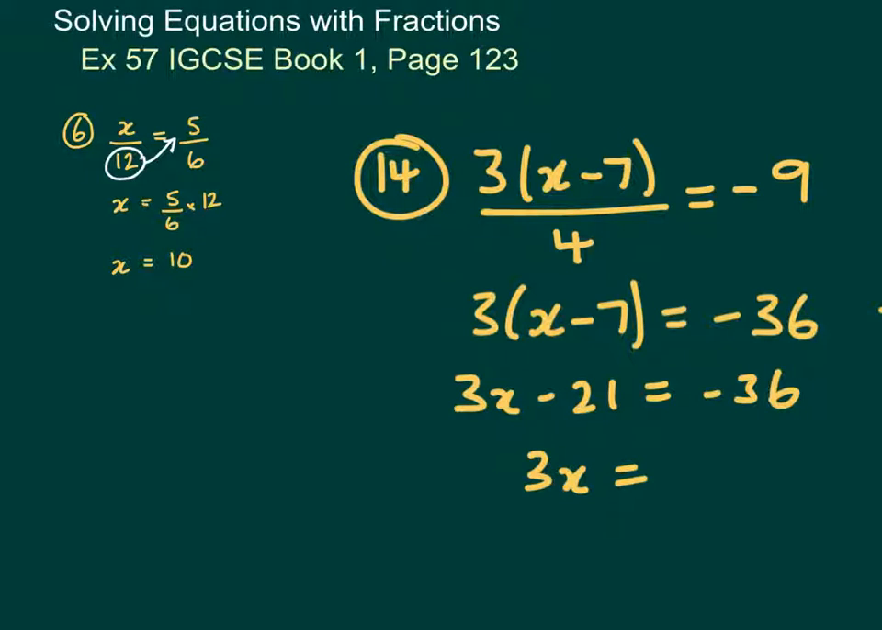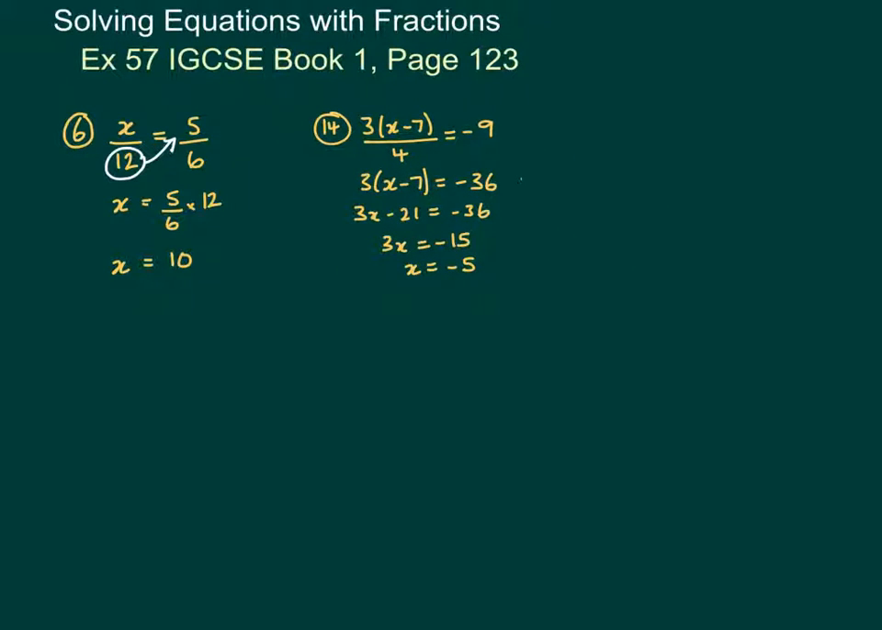That gives me 3x equals -15. So x is going to be equal to -15 divided by 3. That's going to be -5. Okay, it's nice and easy.